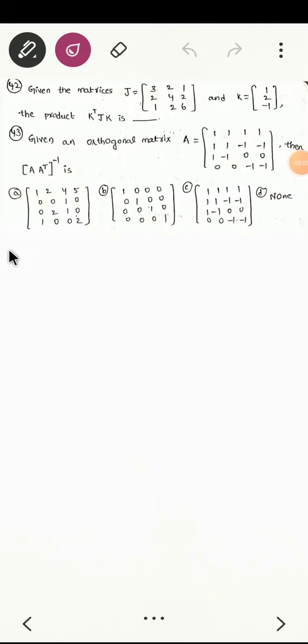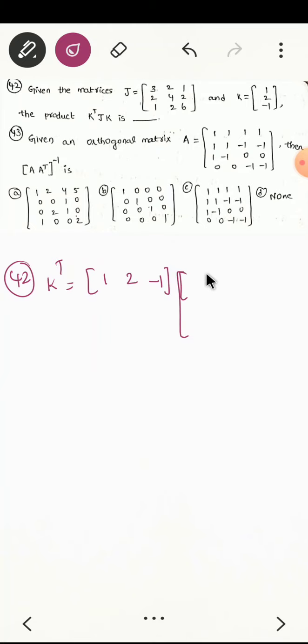Then problem number 42. Given the matrices J and K, find the product K transpose JK. First find K transpose. K transpose will be 1 2 minus 1. Then you got K transpose. After that, the J matrix. What is the J matrix? 3 2 1, 2 4 2, 1 2 6.